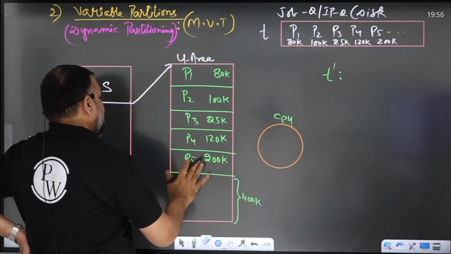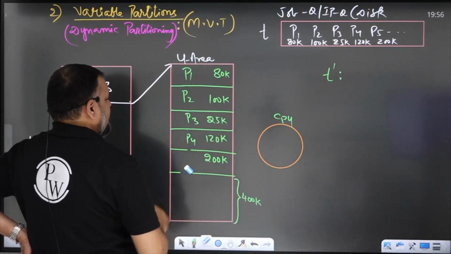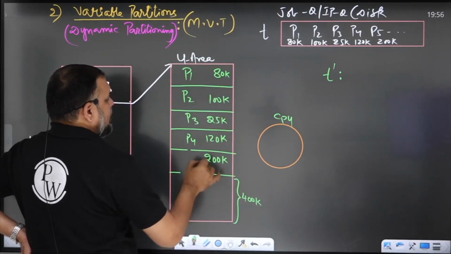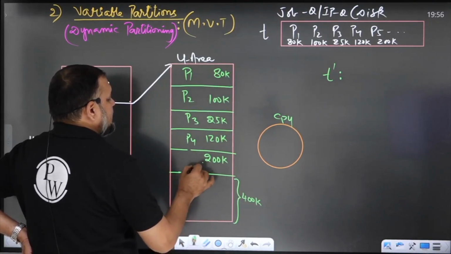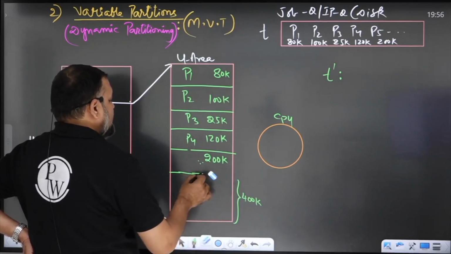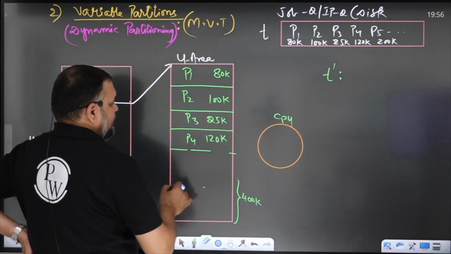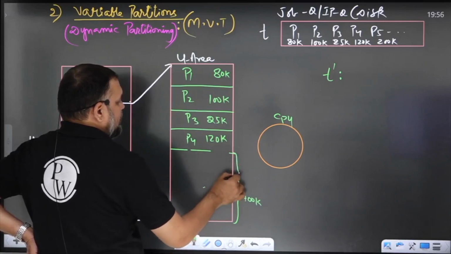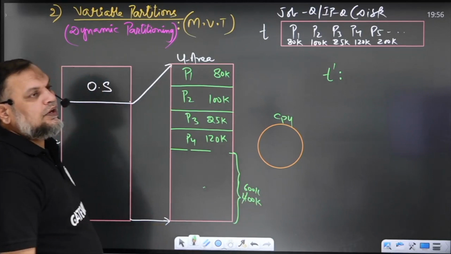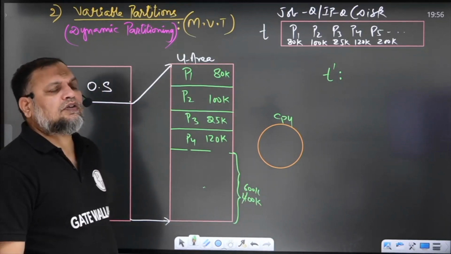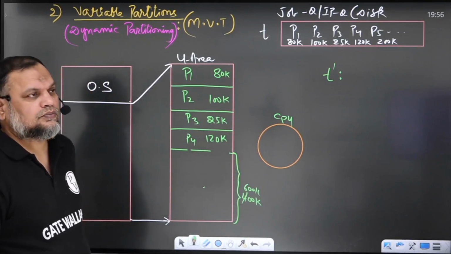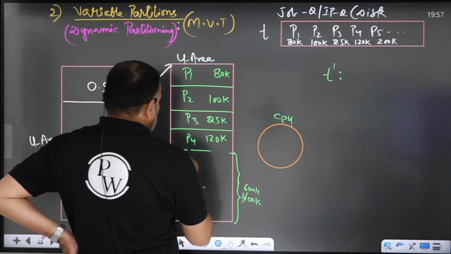If I complete P5, then what happens? This becomes free, this is free. Two adjacent free holes, this is a free hole now, this is a free hole. Two adjacent free holes will be automatically merged into one free hole like this. 400 plus 200, so now this will become 600. This is called coalescing. That process is called coalescing.